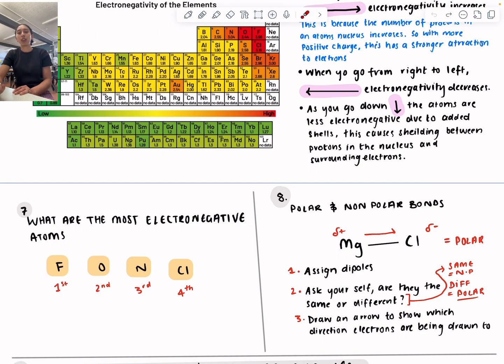And so these are the most electronegative, and they're ranked in this order as well, with fluorine being the most, and then second is oxygen, third is nitrogen, and chlorine is the 4th most electronegative atom. This is particularly handy, especially when you're looking at bonds and trying to decide which is the positive dipole and which is the negative dipole. Usually within a bond, because these guys are the most electronegative, they will be assigned a negative dipole, okay?